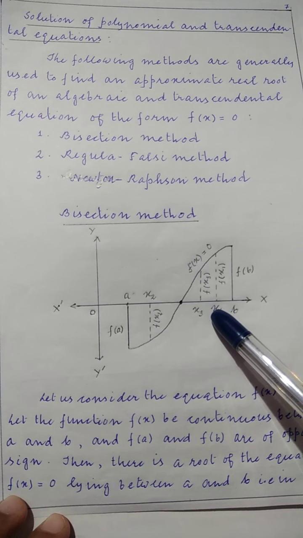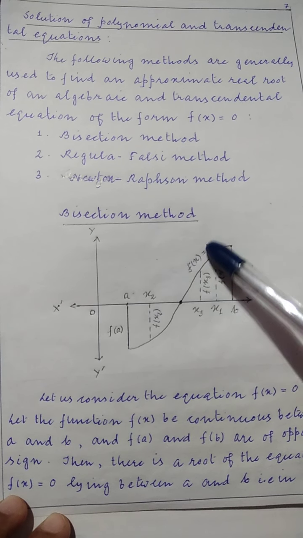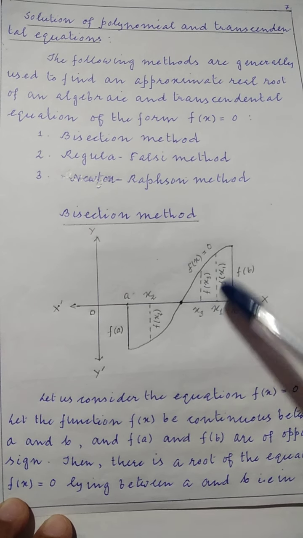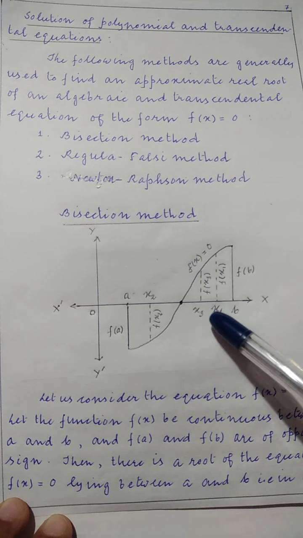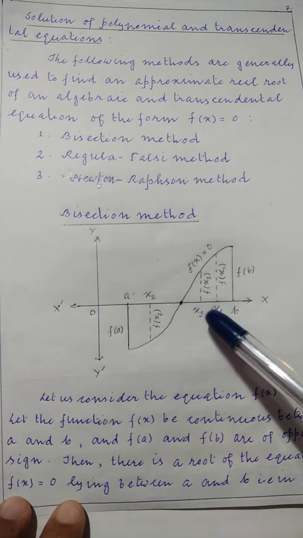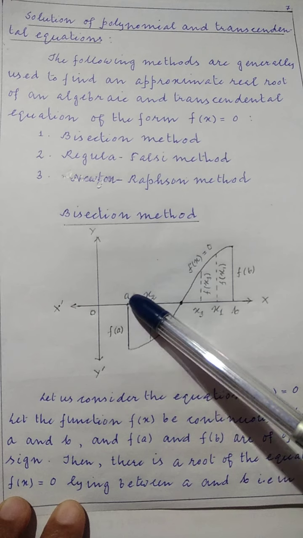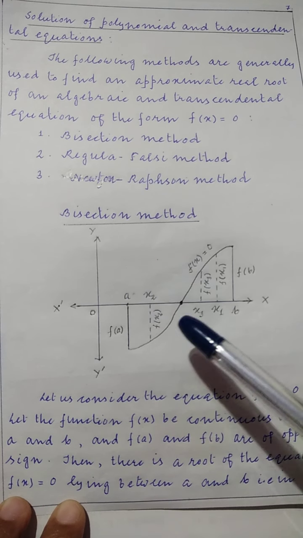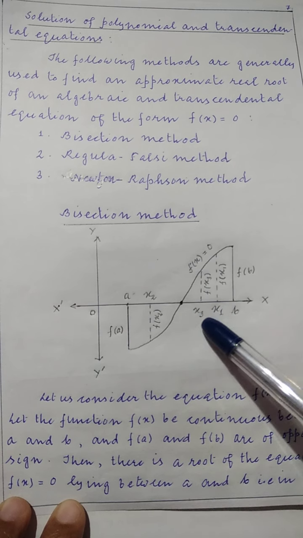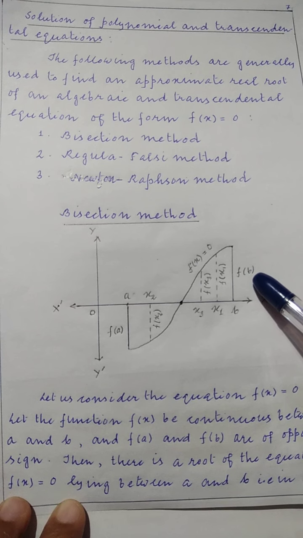But if f of x1 is not equal to 0, now see this figure. In this case, f of x1 is positive. Because f of x1 is not equal to 0, that means x1 is not the root of the equation. Say f of x1 is positive and f of a is negative. Now the root of the equation may lie in the interval a to x1 or x1 to b. But f of x1 and f of b are of the same sign.